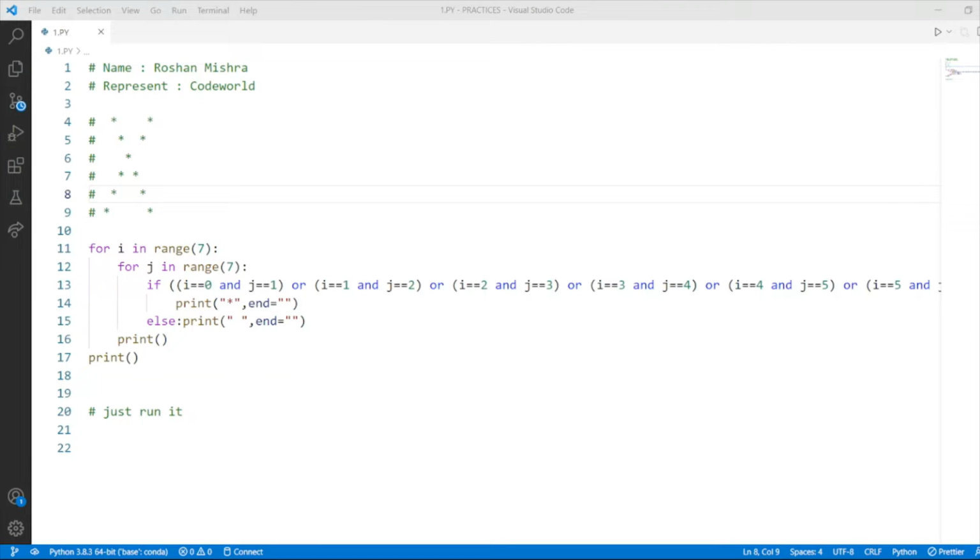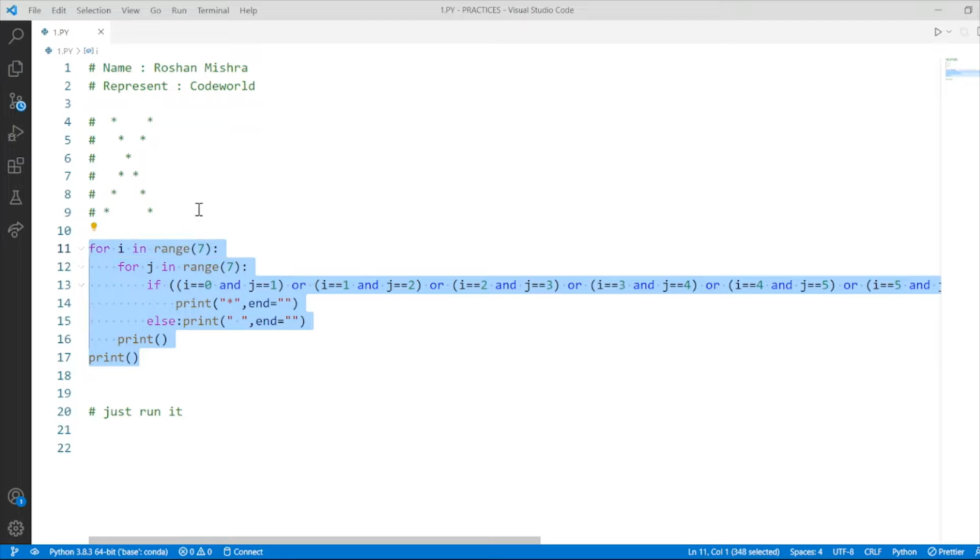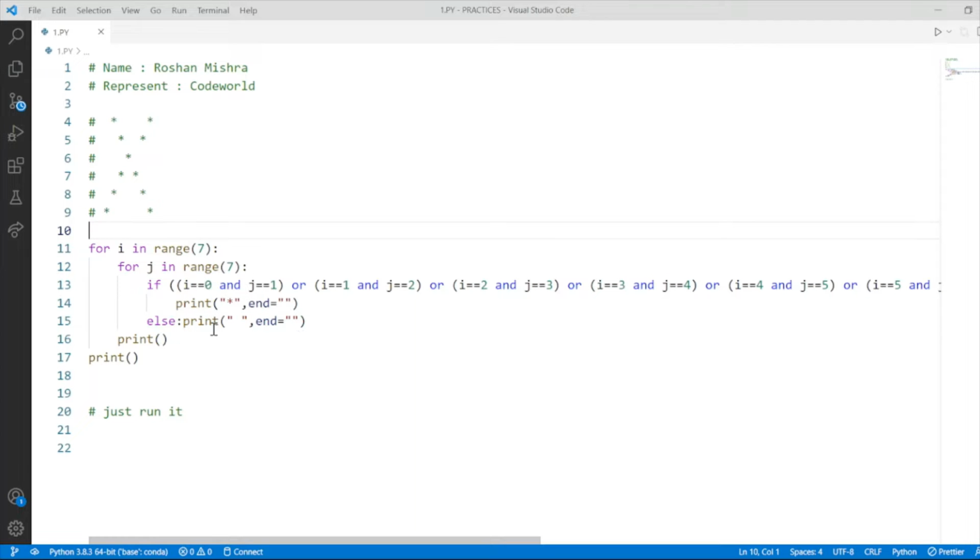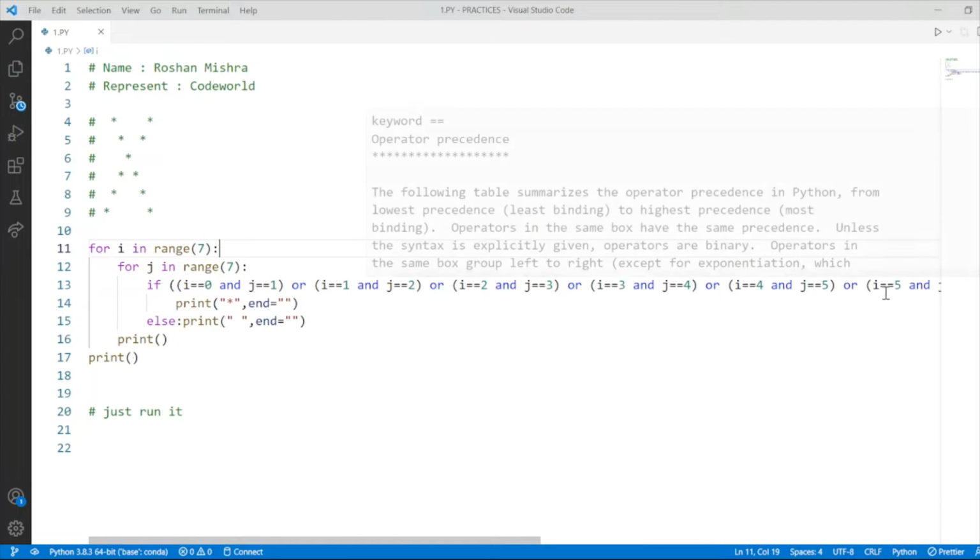So in this tutorial we are going to see about an X pattern. So this is our X pattern. So let's start. I have copied the previous code only because I don't want to waste your time, and don't worry, I will explain this code fully in deep detail.